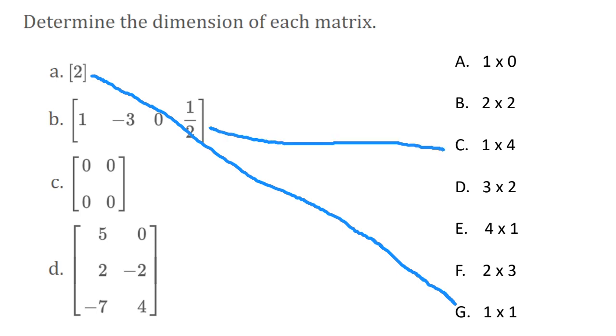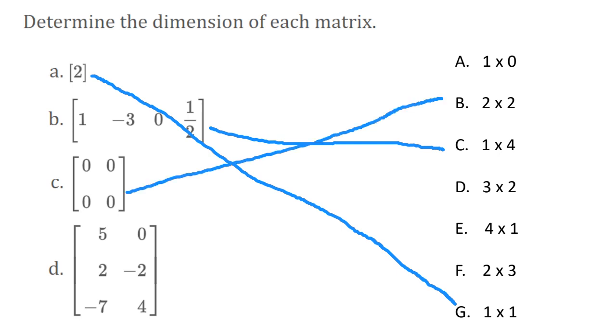All right. This third one here, this is also a matrix. We have 2 rows and 2 columns. This is a square matrix. So we have a 2 by 2, so that answer would be B here.